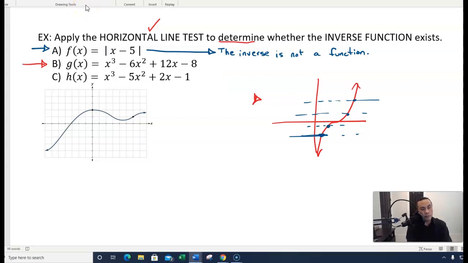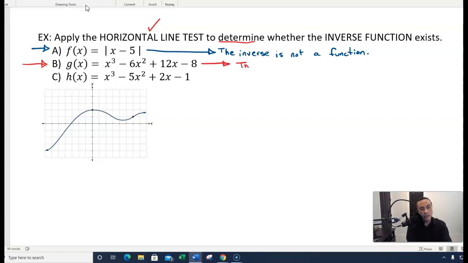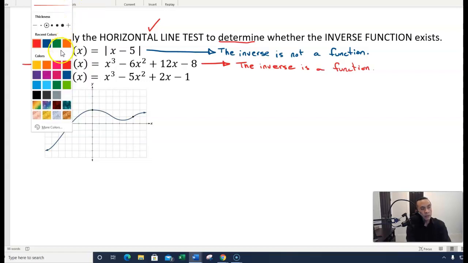Therefore, for that one, my answer is that it passed the horizontal line test. It passes the horizontal line test. Therefore, the inverse will be a function. So you'll say the inverse is a function. Okay, that's all you're going to have to do here. Apply the horizontal line test to determine if it exists. That's all you have to do. All right, let's go to the next one, and we'll go with a different color here.